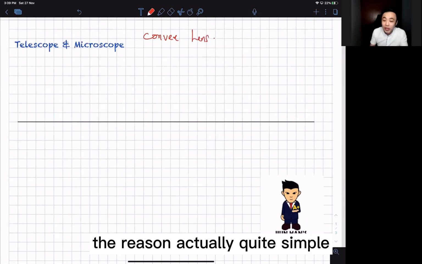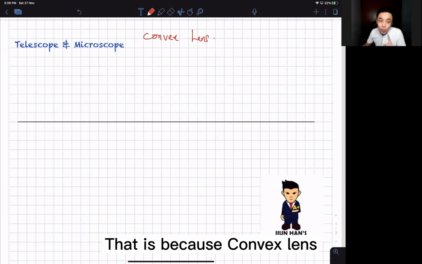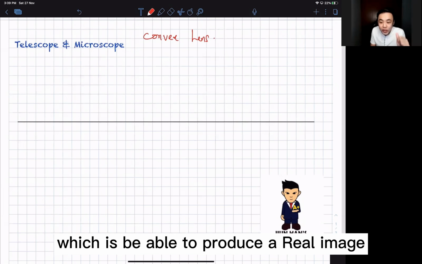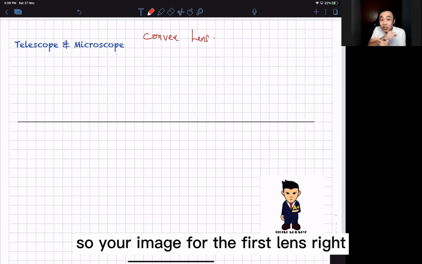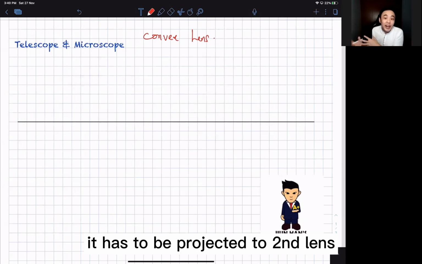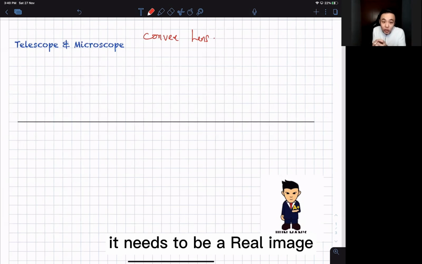The reason is actually quite simple. If they ever ask you why we use convex instead of concave, that is because a convex lens can do something concave cannot, which is to produce a real image. Because you have two lenses, the image from the first lens has to be projected to the second lens. That's why the image produced by the lens needs to be a real image.